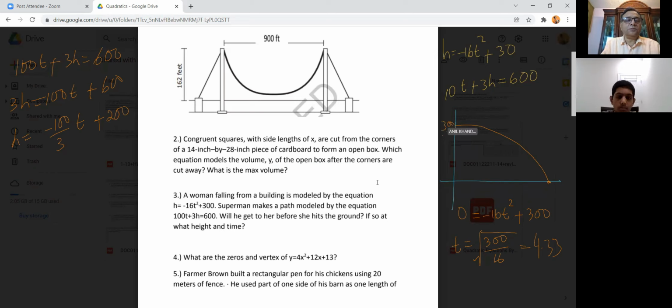And for the Superman, you can also find when is height 0, right? So if height is 0, we can find t is how much, right? T is equals to 600 by 100, which is 6.